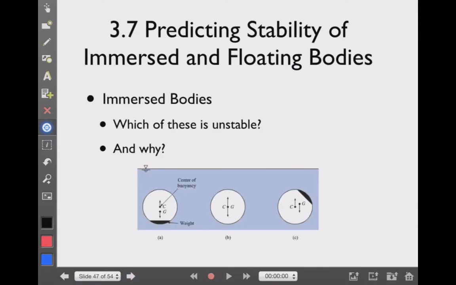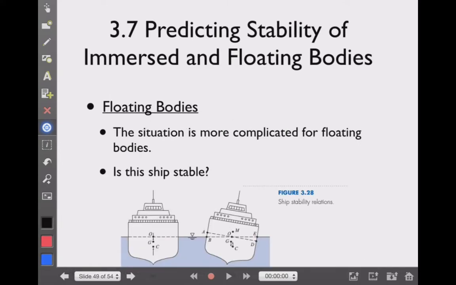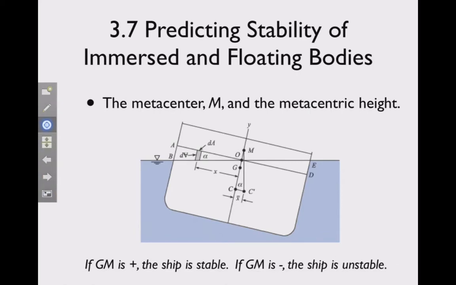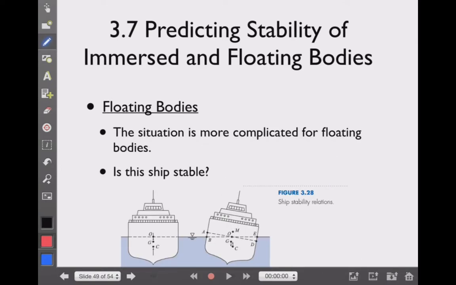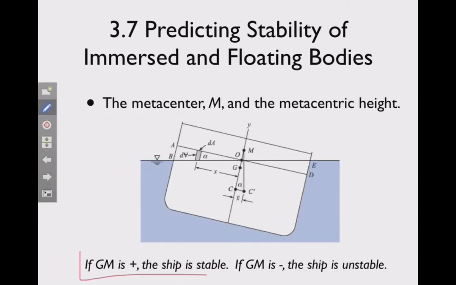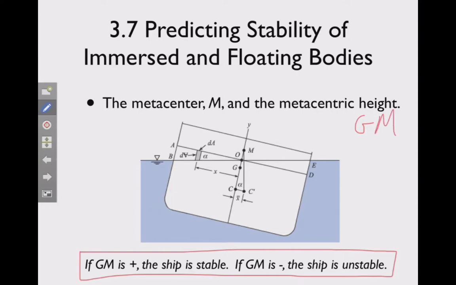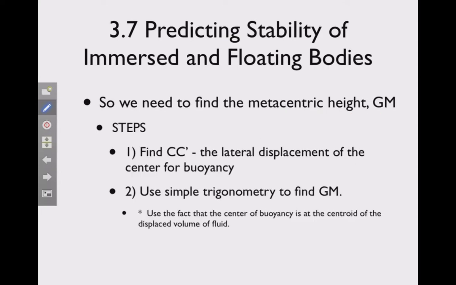And if you remember from the notes, we had talked about immersed bodies, but also floating bodies. And what we had determined is that if the metacentric height is positive, then the object that's floating in the water will be stable. However, if the metacentric height, GM, is negative, then the object is unstable. And we had a method for determining the stability.